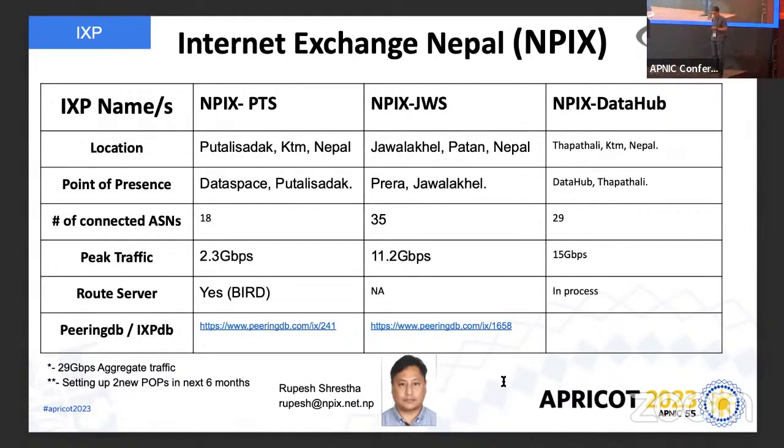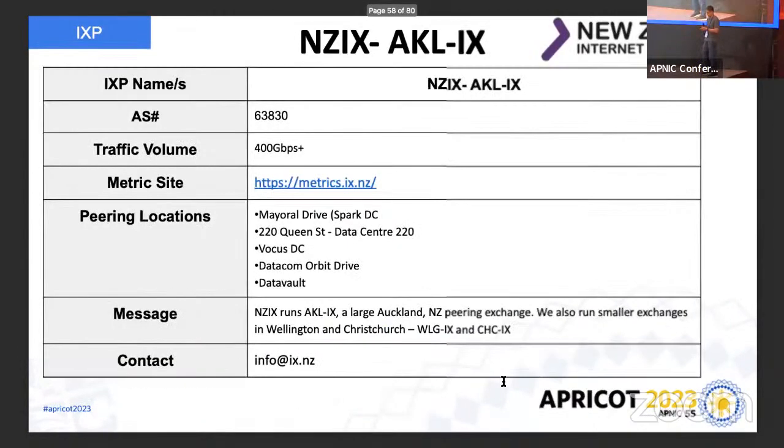Hi, good morning. My name is Rupesh Rasta. I'm from Internet Exchange Nepal, call sign NPIX. We have three POPs. One is in the city of Kathmandu, called NPIX PTS. Another one is in Patan, called NPIX JWS. Another new one is coming up in Data Hub. Rest of the details, I think it's already there. If you want to contact me, rupesh@npix.net.np. Thank you very much.